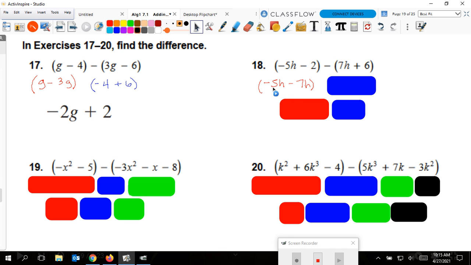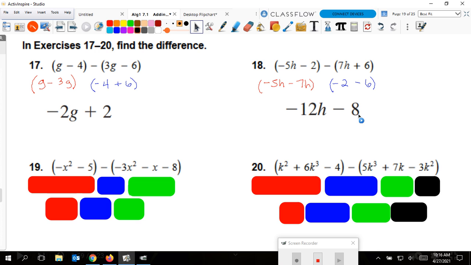So this is going to be 5 and 7 make it 12, so negative 12h for our first term. Negative 2 minus a positive 6. So negative 2 minus 6 is what we're going to combine here. So the negative 2 from the first one minus the 6. Since they're again the same sign, we're going to add these two numbers, keep that negative. So it's going to be a negative 8 for our second term. There's our answer, negative 12h minus 8.